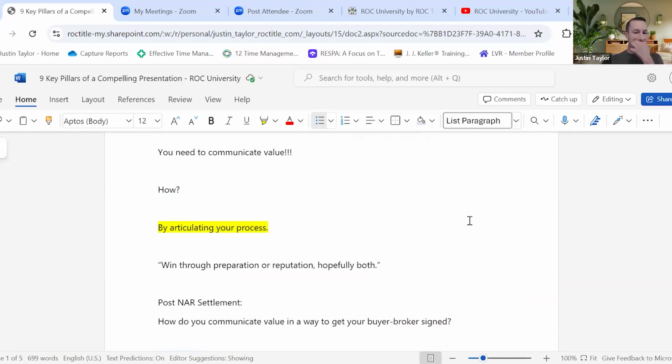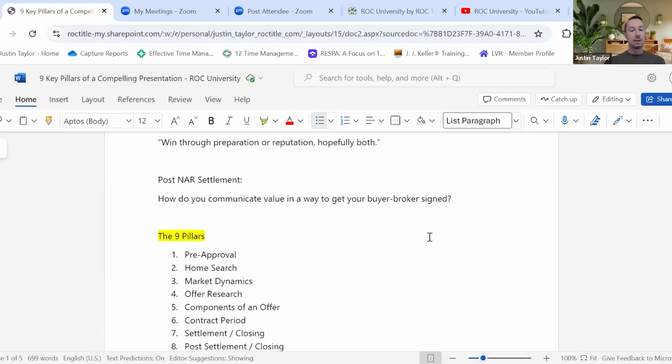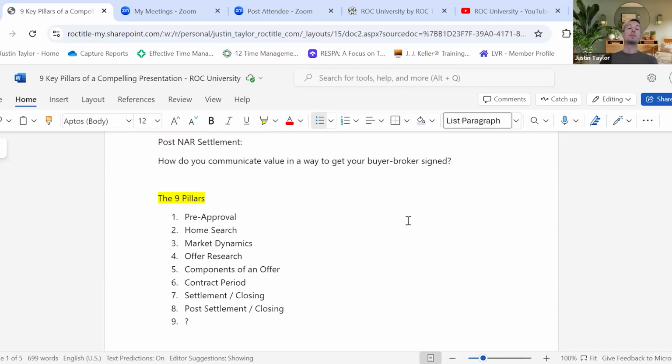So post NAR settlement, how do you communicate value in a way to get your buyer broker signed? Well, we're going to talk about the 9 pillars today. Okay. It's really 8 pillars, guys. However, number 9 is the most crucial pillar for you. That's why there's a question mark, because we're going to talk about it at the end.